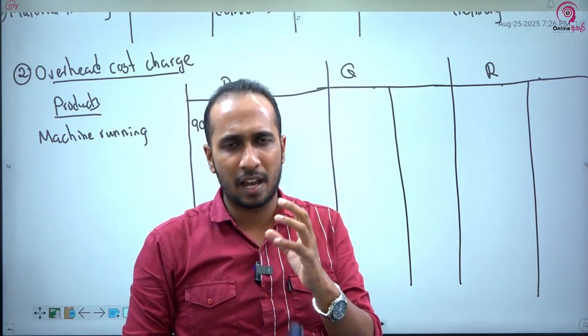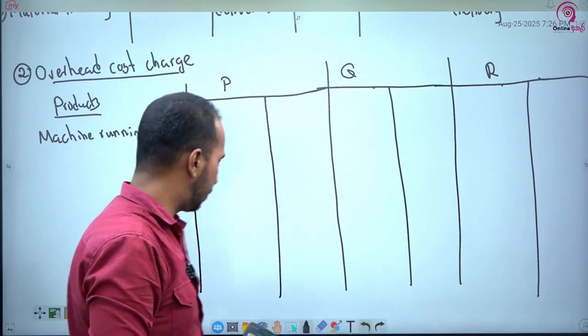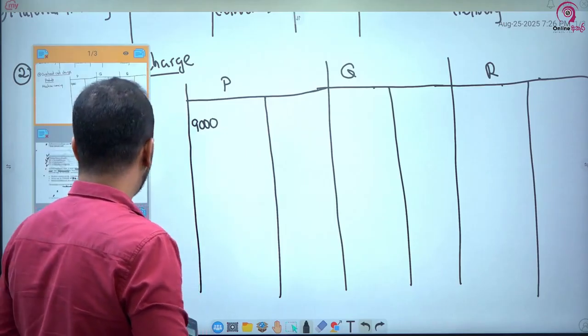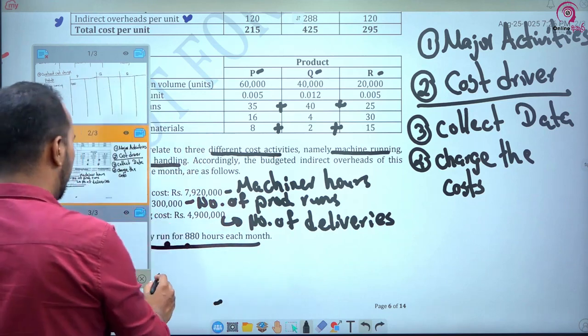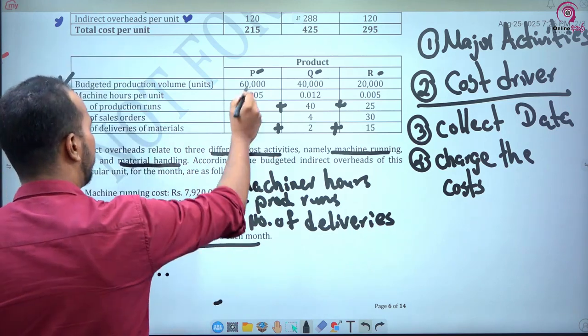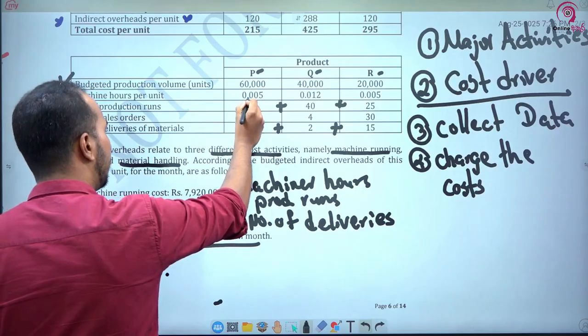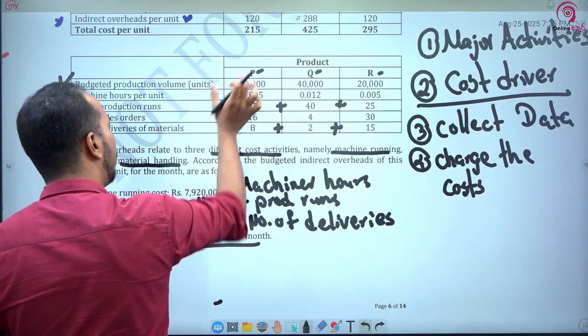We are looking at the activity consumption and based on that we are charging our cost. Let's see how they are consuming the activity. When it comes to product P, machine hours per unit is 0.005, but they are going to manufacture 60,000 units.